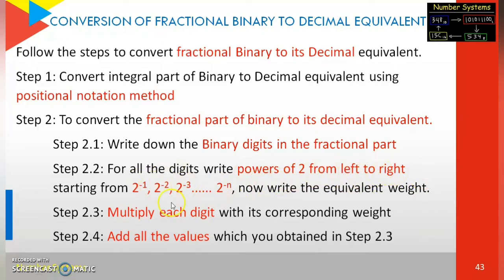In these powers of 2 we use negative powers, because these are fractional numbers. So for that we use negative powers: 2 power minus 1, 2 power minus 2, 2 power minus 3, up to 2 power minus n, starting from left to right. Now write the equivalent weight after writing the powers of 2, and then multiply each digit with its corresponding weight. At last, just add all the values which you obtained in the previous step.